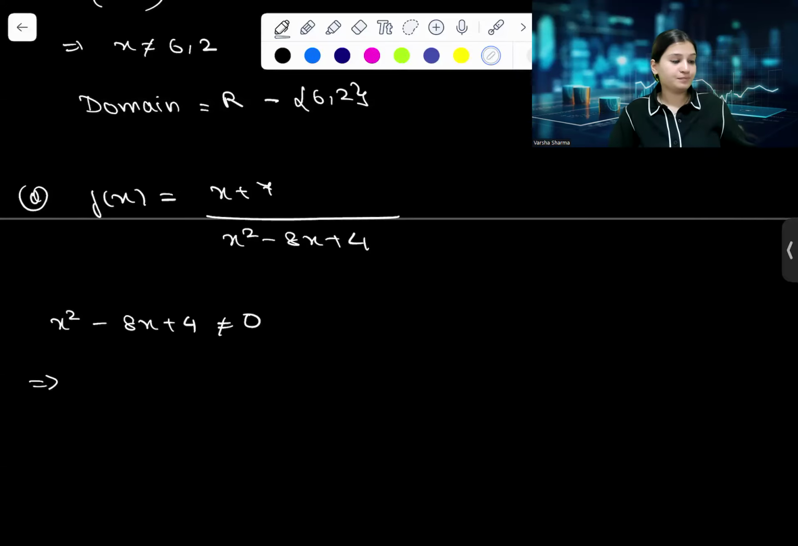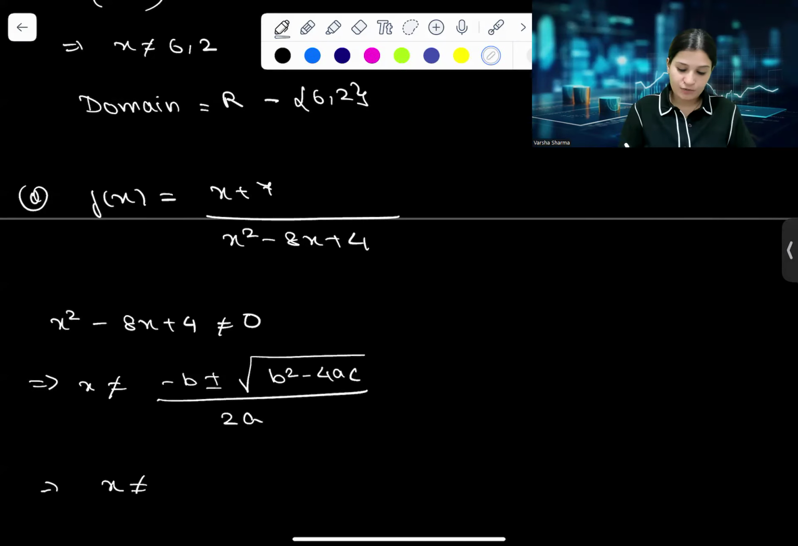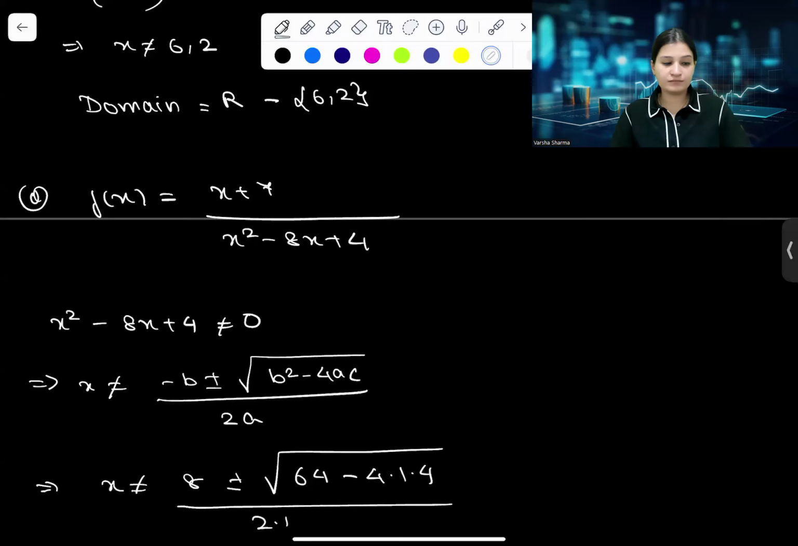Can we do a middle term here? Is it possible to do middle term here? No, ma'am. So what will we use? x should not be equal to minus b plus minus root of b squared minus 4ac upon 2a, the quadratic formula. So x should not be equal to 8 plus minus root of 64 minus 4 into 1 into 4 upon 2 into 1.